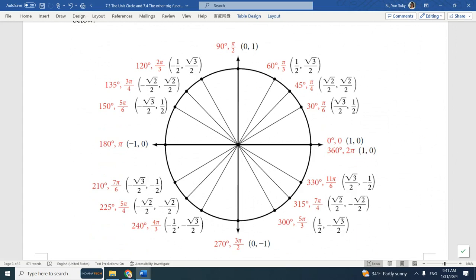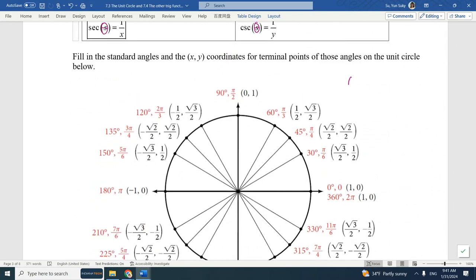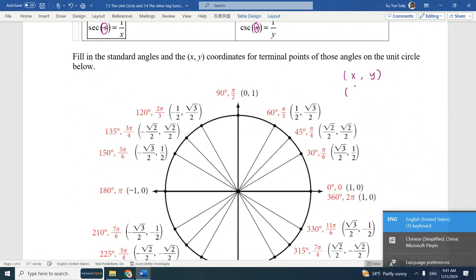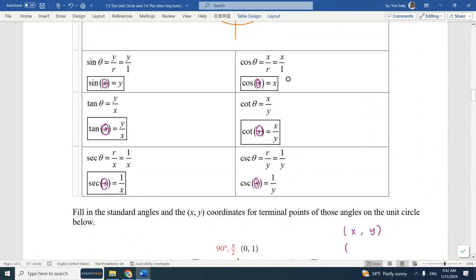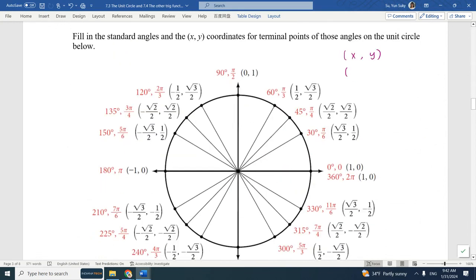Do you still remember when we figure out the angles of the circle? Yes. Now the unit circle, we have the coordinates. So now we focus on the coordinates. The coordinates are x comma y. Because the r is 1, from here you can see x is cosine theta and y is sine theta. So x is cosine theta and the y is sine theta.